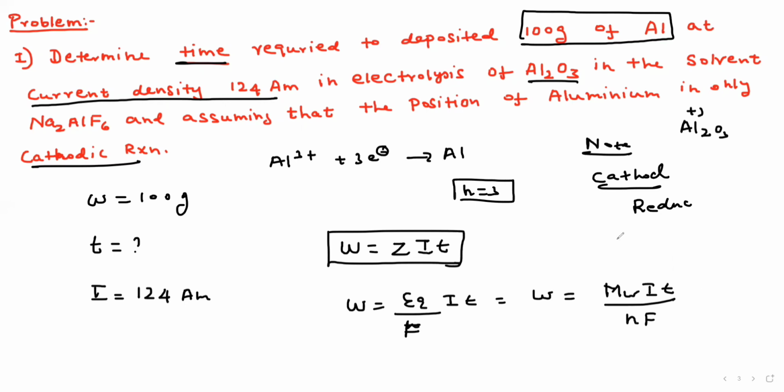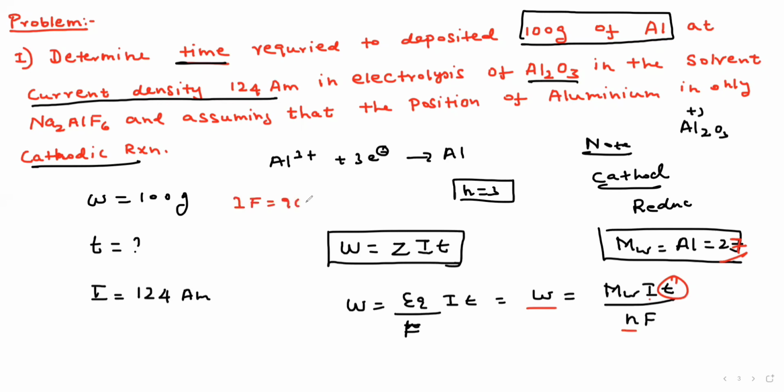What is the molecular weight of aluminum? Aluminum deposit, right? That is aluminum, molecular weight 27. Now you know all the values, right? You know the molecular weight, 27. Then what is I? I is given, 124 ampere. What is time? The question asks for time. What is W? 100 gram. What is N? 3. What is 1 Faraday? 1 Faraday is equal to 96500.